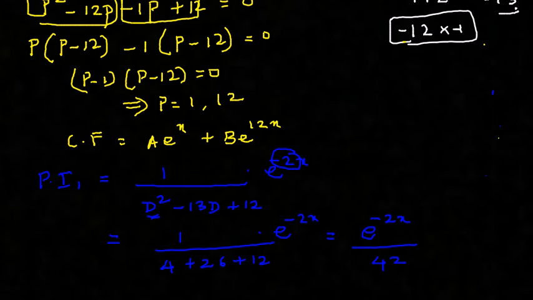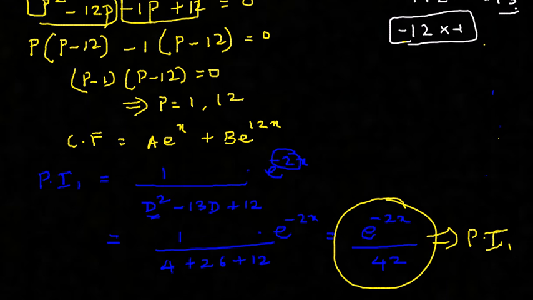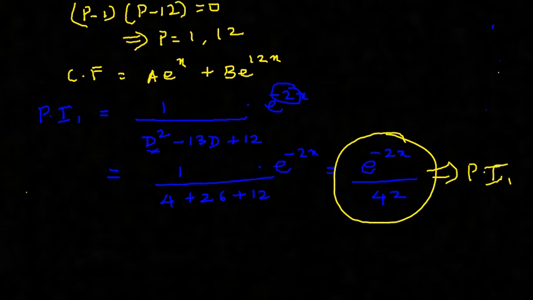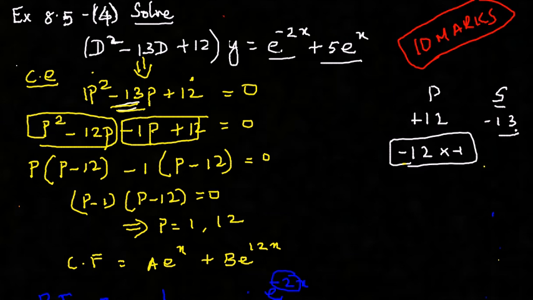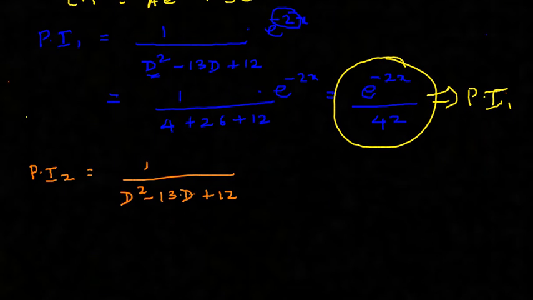So this is my particular integral 1. Okay, now let's try to do the particular integral 2 in the same way. So particular integral 2, you have to find it for this term, right? 5 e power x. So I've just written it here into 5 e power x.